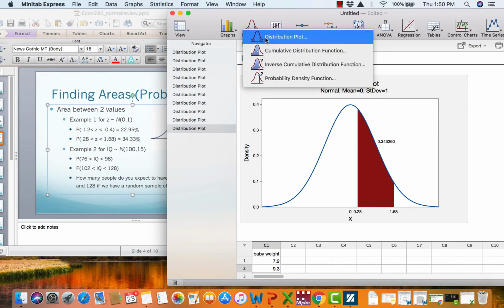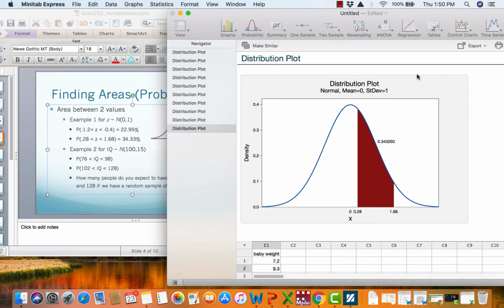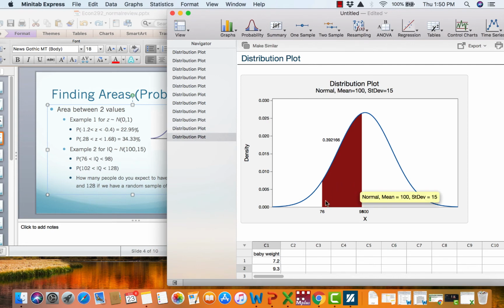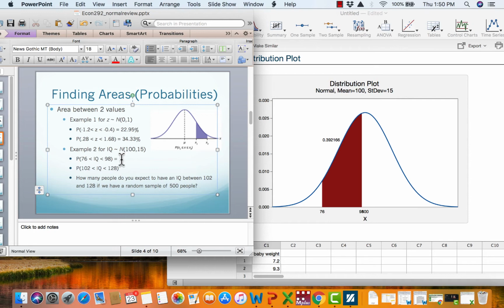So we go into probability, distribution plot, display probability. We now have a 100 mean and a 15 standard deviation. We are given two IQ scores, 76 and 98, and we want the area between them. We start by typing in our smaller IQ and then our larger IQ, and we say OK. Again, notice the area between them is what's shaded, and we get that probability as 39.22%.